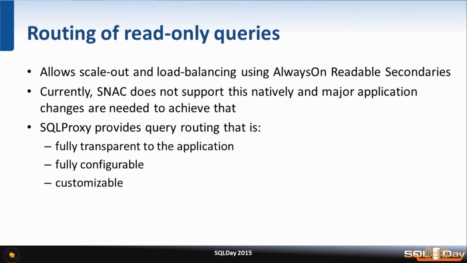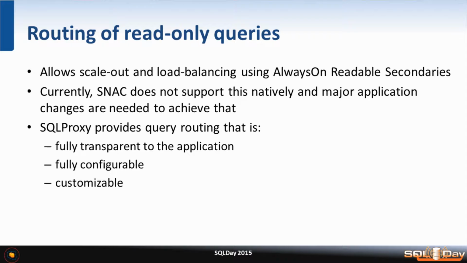So basically, you connect to the proxy, and we look at the batches that come in, and we say, okay, so now you're doing an insert. Okay, we're going to send you over there, because that's the primary replica. Oh, now you're doing a select. A select is a read-only query, so we can send you over there. And basically, we route those queries between servers in the Always On availability group. It's fully configurable and customizable.